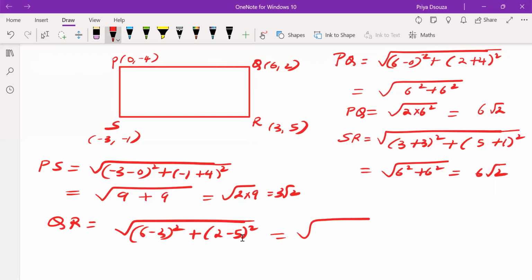What do I get? 6 minus 3 is 3 square. 2 minus 5 is minus 3 square. Minus 3 square is same as plus 3 square, because squaring is an even power, 2, right? So it will be root of 9 plus 9, the same thing, which is 3 root 2.